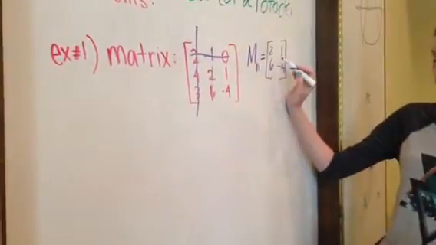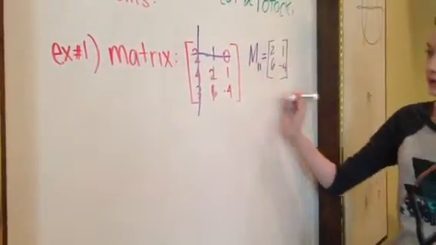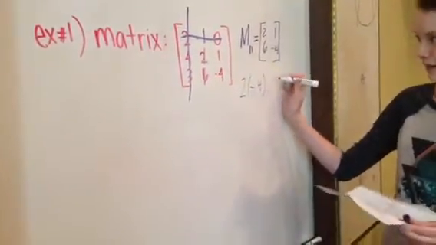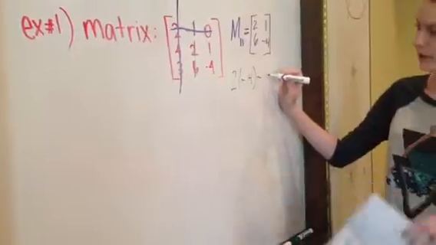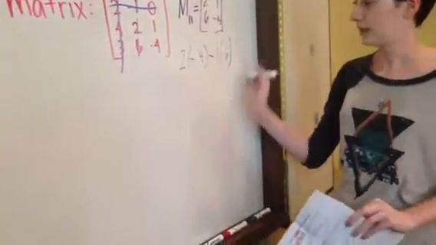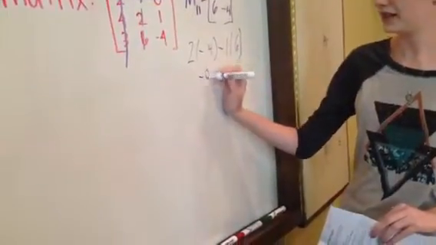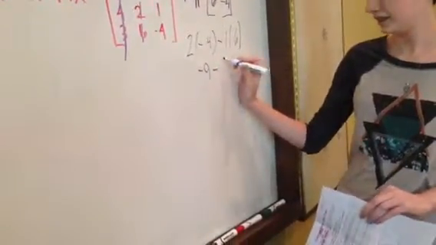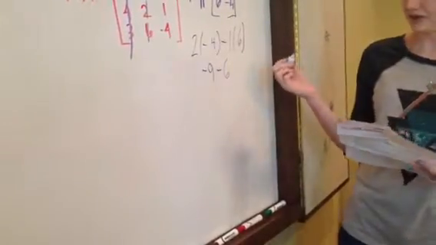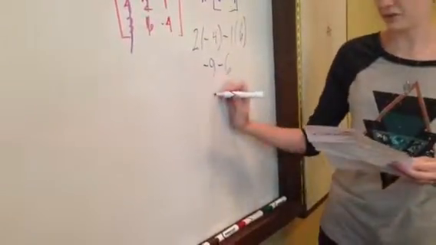Now we take 2 and multiply it by -4. So 2 times -4. And we subtract 1 times 6, which is -9 minus 6, which equals -14.